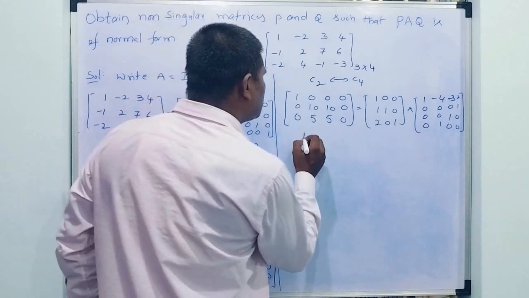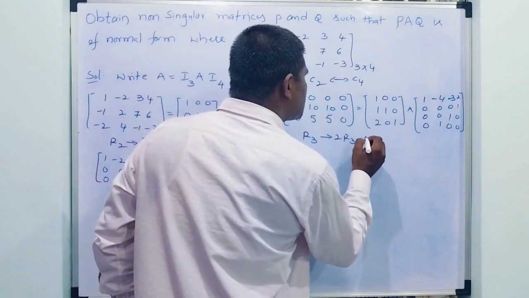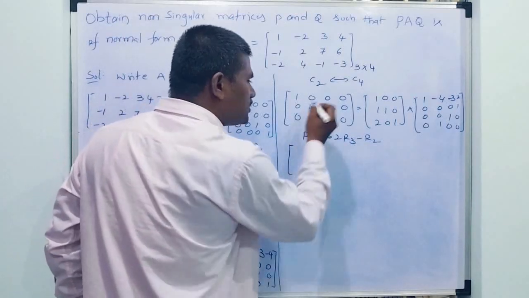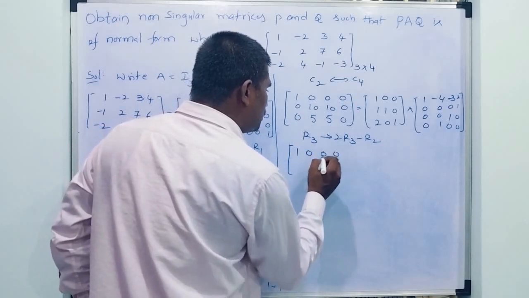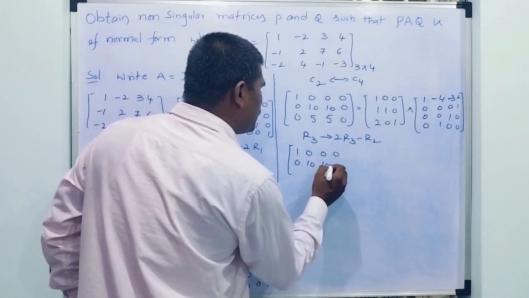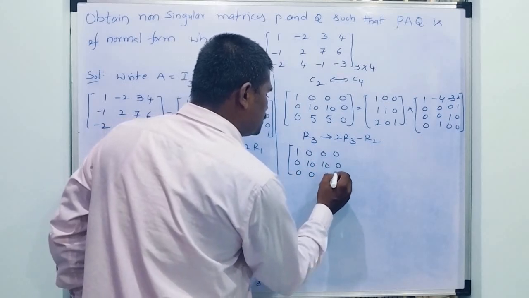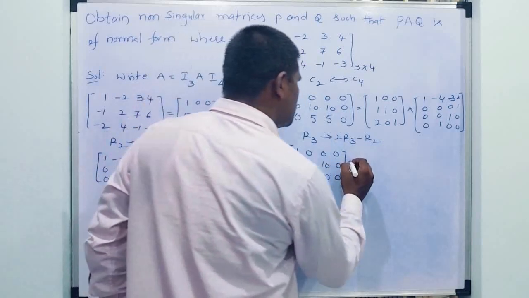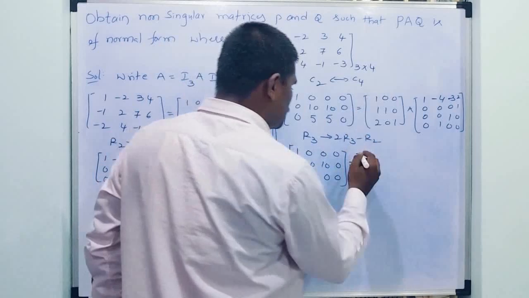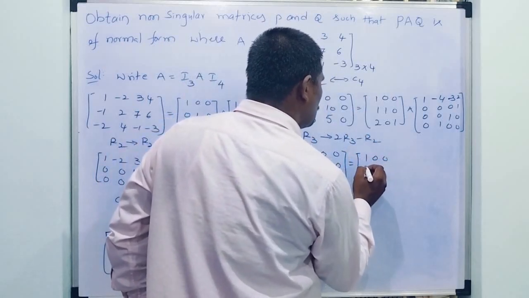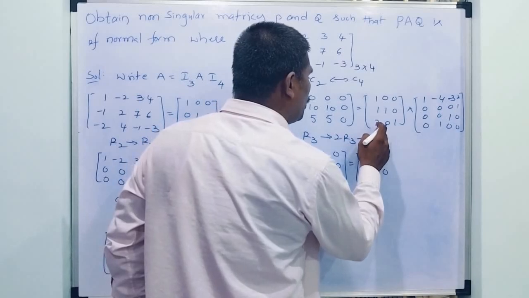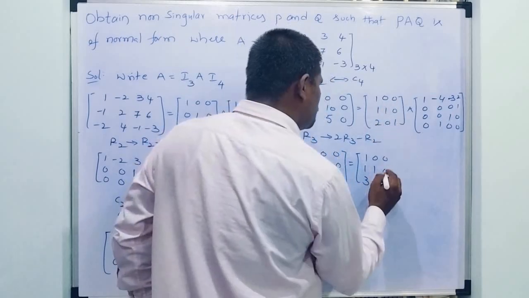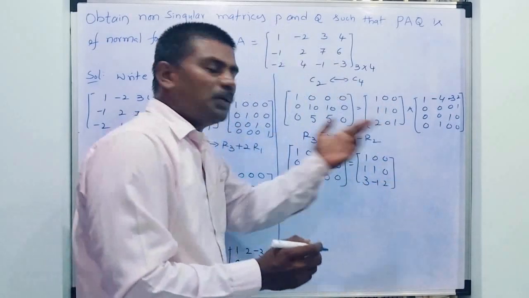Now, use this element and make this one 0. That means R3 tends to 2R3 minus R2, which means no change in the first two rows. 2 5s are 10, 10 minus 10 is 0, so the third row becomes zeros. No change in the first two rows of the prefactor: 1, 0, 0 and 1, 1, 0. The third row is 2 times 2, 0, 1 minus 1, 1, 0, which gives 3, minus 1, 2. And no change in the postfactor.